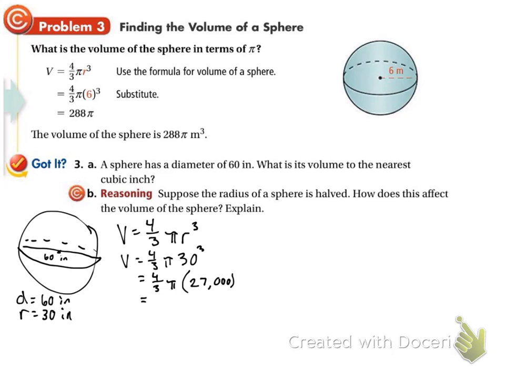So now I'm going to multiply 27,000 times 4, which gives me 108,000, and I'm going to divide it by 3, which gives me 36,000. So 36,000 pi. If I multiply in pi, we get 113,097. And we're working in inches, so this is inches cubed. Right now we're talking about volume, not surface area. So inches cubed.